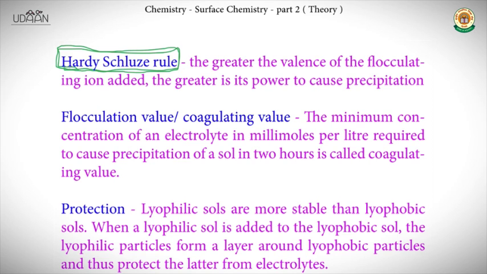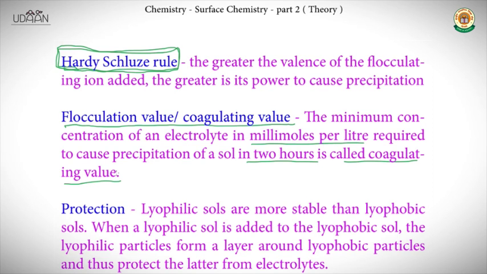Now we come to another important concept called flocculation value or coagulating value. The minimum concentration of an electrolyte in millimoles per liter required to cause precipitation of a sol in 2 hours is called coagulating value. तो अगर मेरे पास एक colloid है, तो the minimum concentration of electrolyte जो मैं उसमें डालूं, and the concentration should be in millimoles per liter, so that the precipitation happens in 2 hours. That value is called flocculation value.